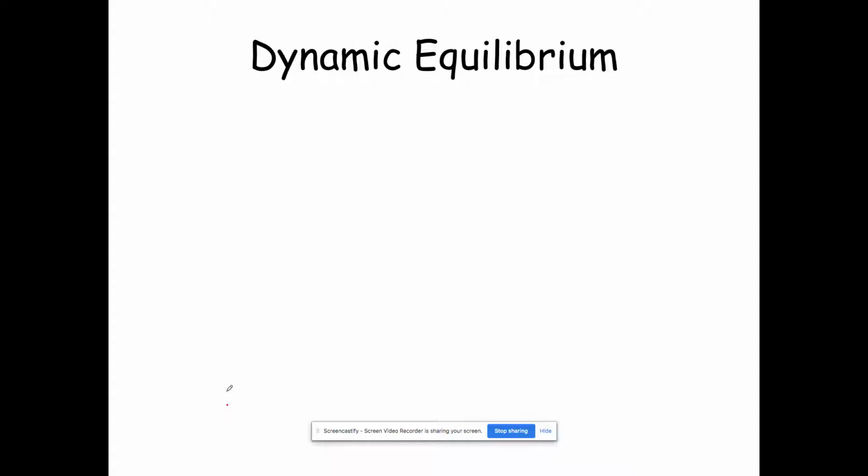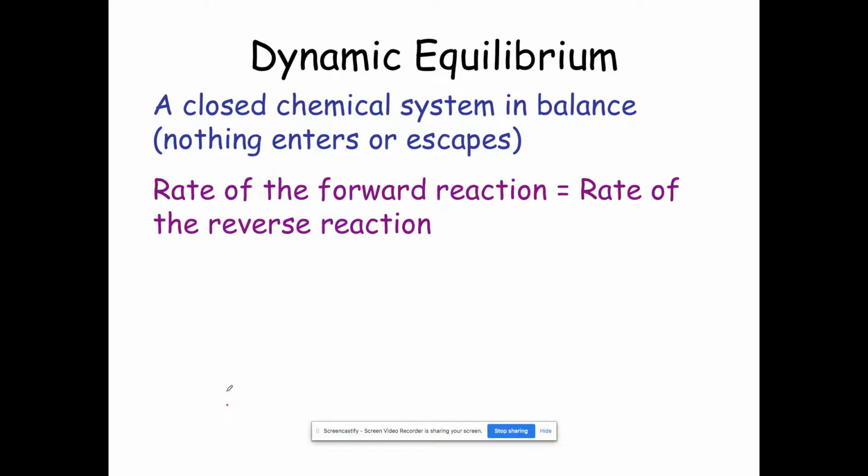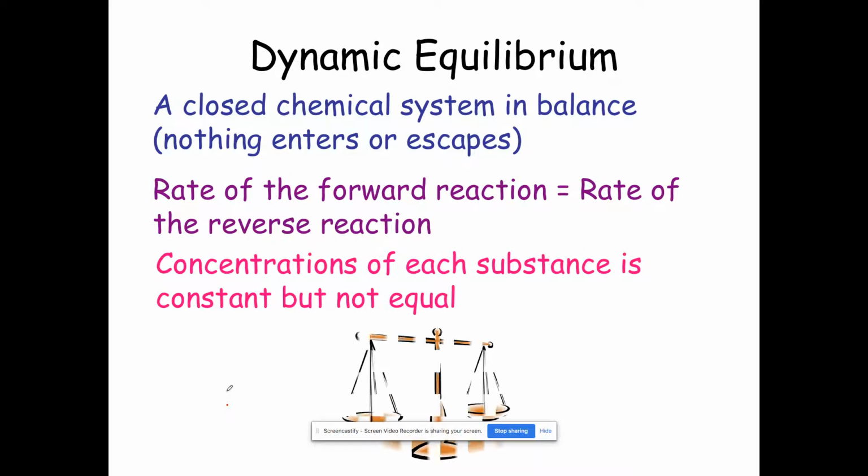Equilibrium and dynamic. So the word dynamic means changing, and equilibrium doesn't necessarily mean equal, it just kind of means like a balance. So dynamic equilibrium is a closed system in balance, so it has to be like a closed Erlenmeyer flask with a stopper, because otherwise things could enter in and things could escape, so it has to be closed.